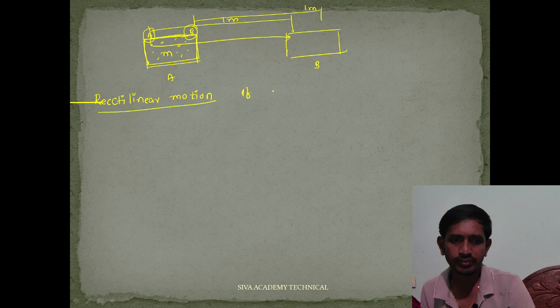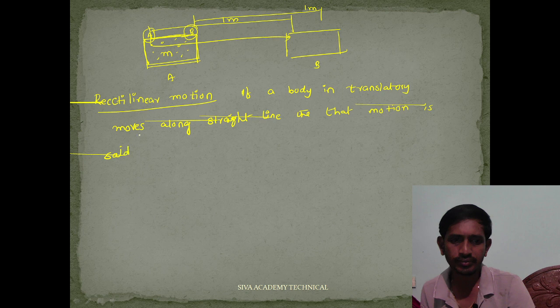If a body in translatory motion moves along a straight line, then that motion is said to be rectilinear motion. It is also called straight line motion.